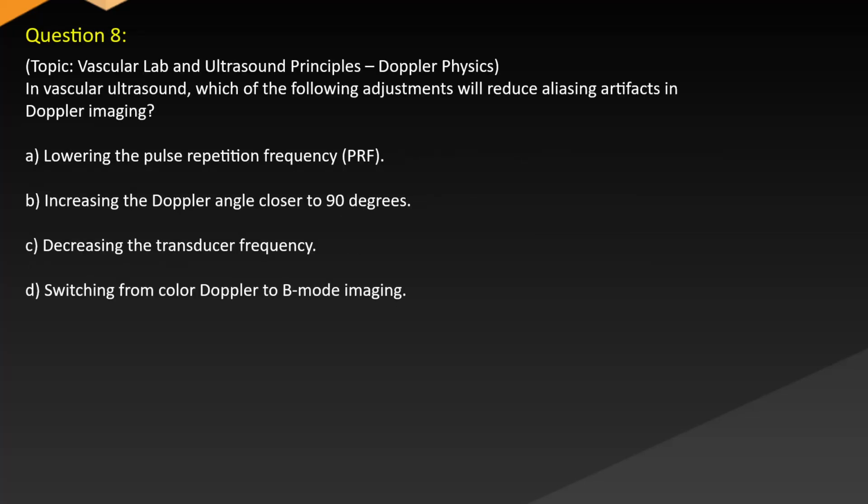Question 8. Topic. Vascular lab and ultrasound principles. Doppler physics in vascular ultrasound. Which of the following adjustments will reduce aliasing artifacts in Doppler imaging? A. Lowering the pulse repetition frequency, PRF. B. Increasing the Doppler angle closer to 90 degrees. C. Decreasing the transducer frequency. D. Switching from color Doppler to B-mode imaging.